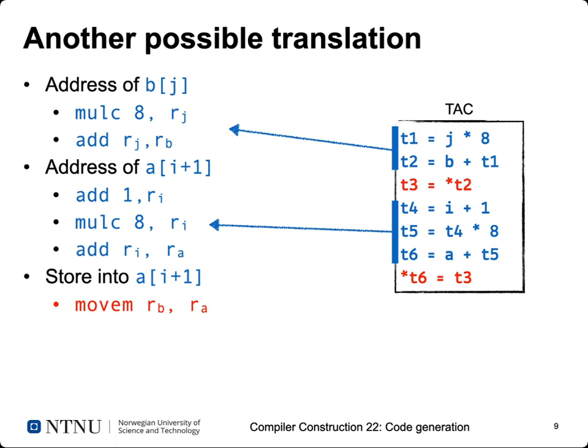So the second step, we calculate the address of the I plus first element of array A. So now we have the element to copy from and the element to copy to. Their addresses are in registers RB and RA respectively. So now we could do this move memory copy operation to directly copy from the address RB into memory at the address RA. So this would essentially then implement those two instructions shown in red on the right hand side here.